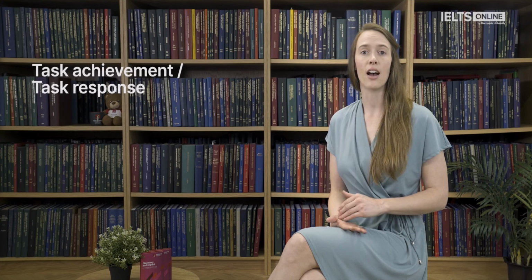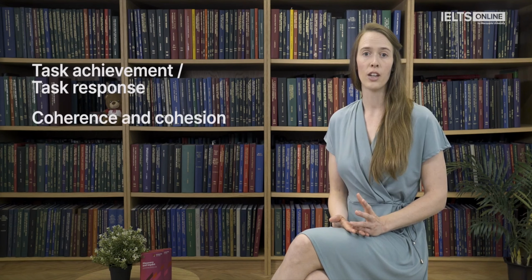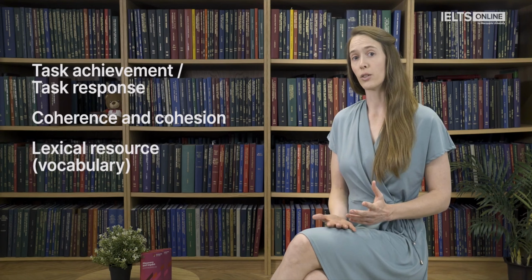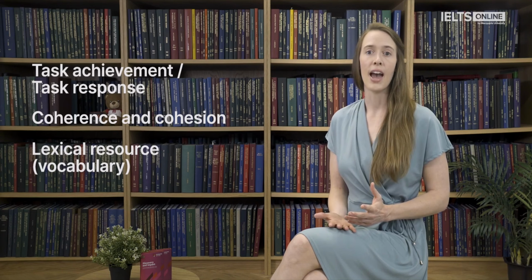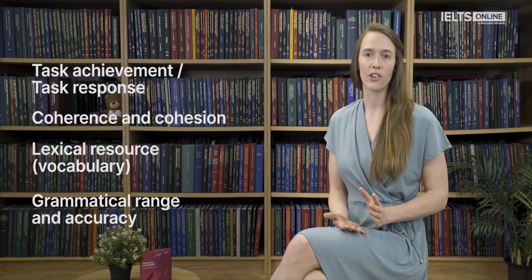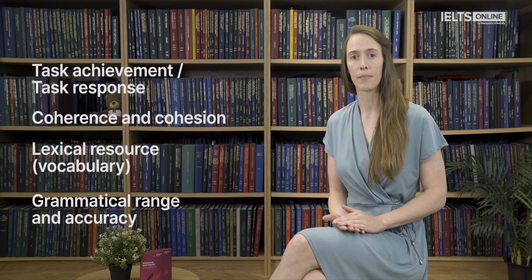For task 1, the first criterion is task achievement. For task 2, the first criterion is task response. The next 3 criteria are the same for task 1 and 2. They are coherence and cohesion, which is organizing and linking your ideas, lexical resource, which is your vocabulary, and grammatical range and accuracy. Each criterion is worth 25% of your score for that task.